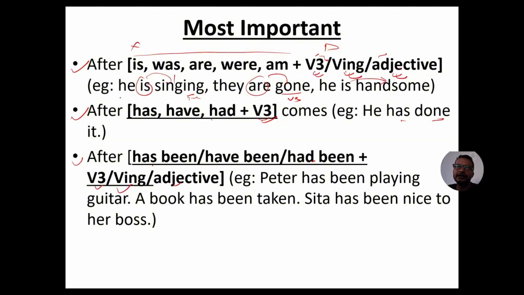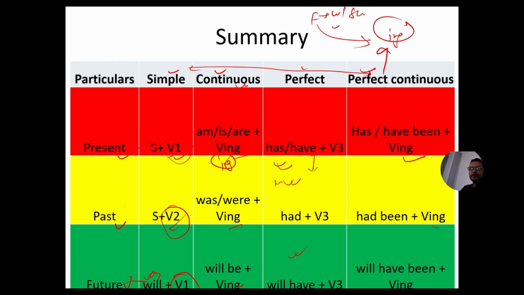So basically this one and this one are the same thing. Peter has been playing the guitar, right? And a book has been written. Sita has been nice to her boss. See, nice is an adjective, right? So this is the gist, but we are going to learn how to apply those grammar concepts in day-to-day operations. Okay, so now let me go.